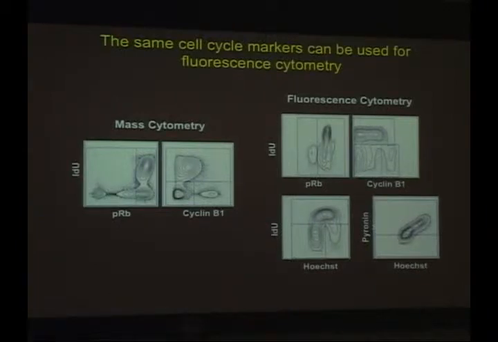And so you can take the same cells and define these markers both fluorescently and using mass cytometry. Here we're seeing the mass cytometry plots. Again, phospho-RB versus IDU to define your S-phase cycling cells and your G0 cells, and then IDU by cyclin B to define G1, S, and G2. You can use these same plots with fluorescent antibodies against the same targets.